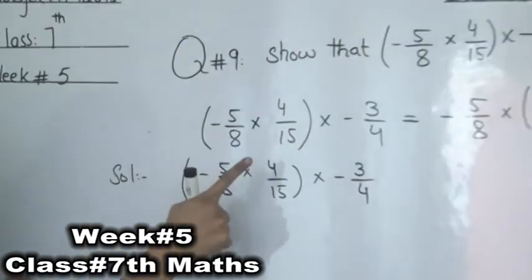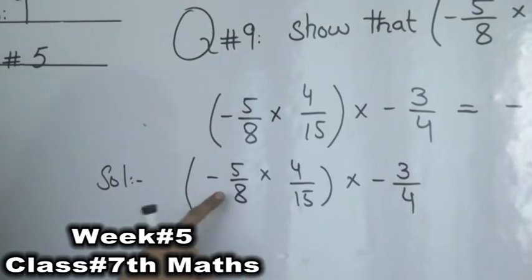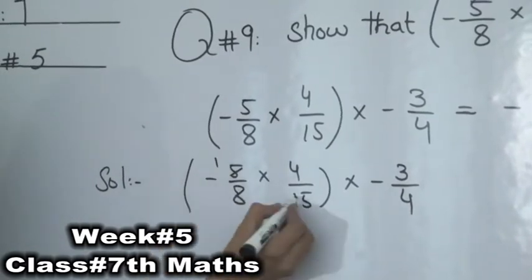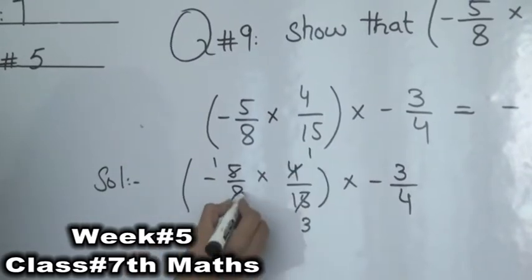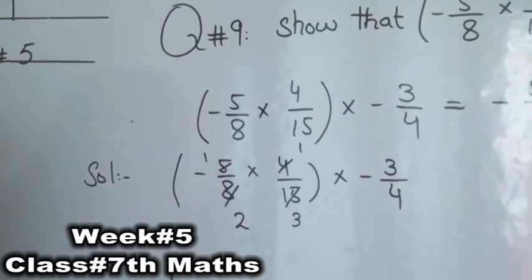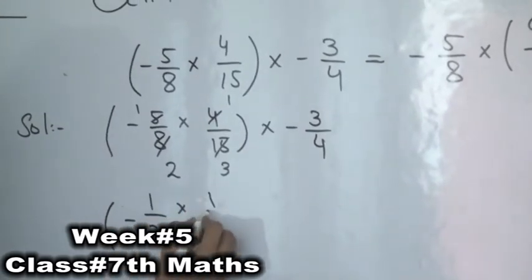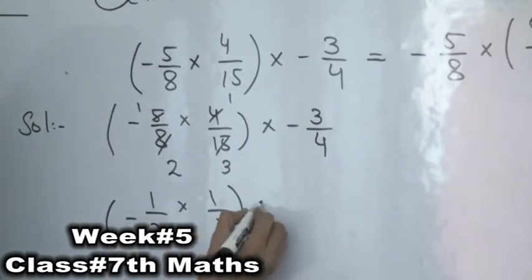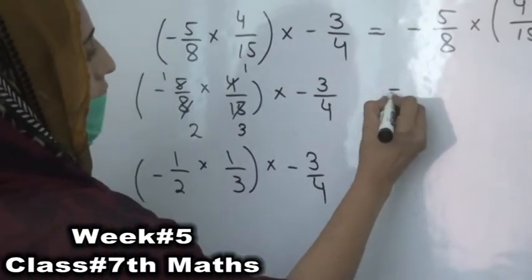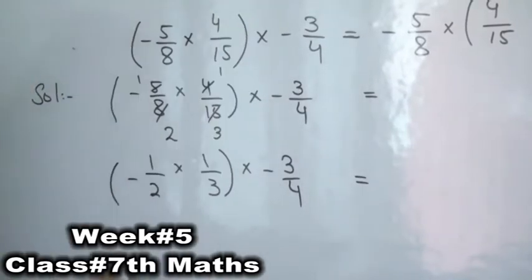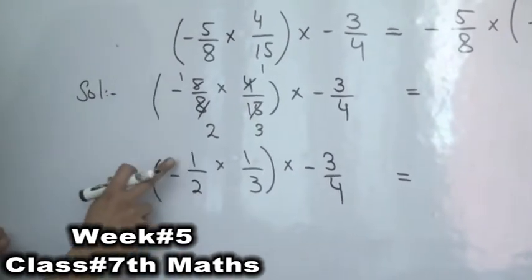Here we can cancel 4 and 8, and 5 and 15. How? 5 ones are 5, 5 threes are 15, and 4 ones are 4, 4 twos are 8. Here the remainders are minus 1 by 2 multiplied by 1 by 3 multiplied by minus 3 by 4. Now we will solve the bracket first.